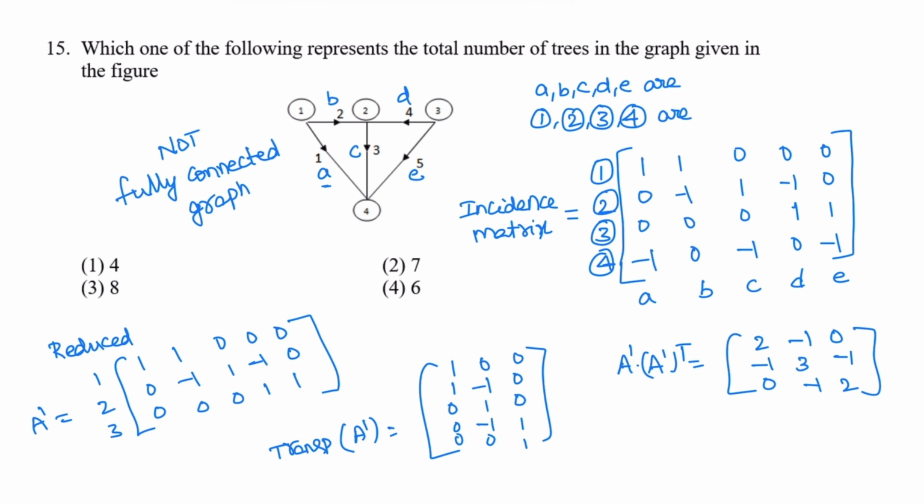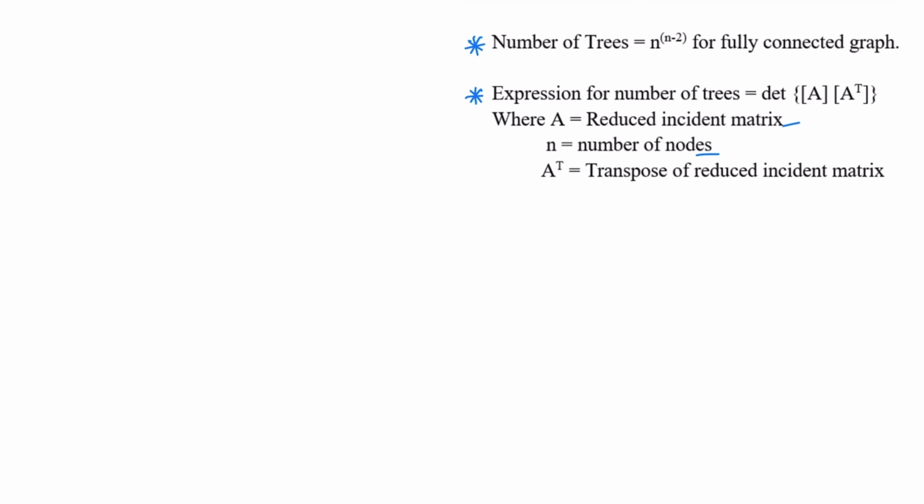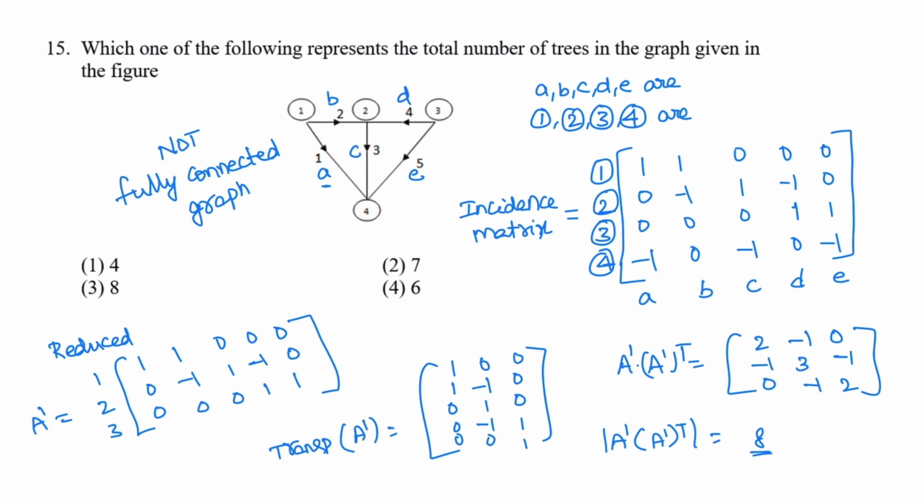Next, apply the determinant to this product of the reduced incident matrix and its transpose. So we will get 8. That means the number of trees is 8. So the number of trees is 8 for this given graph.